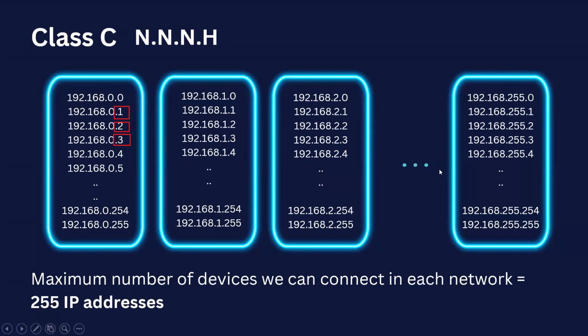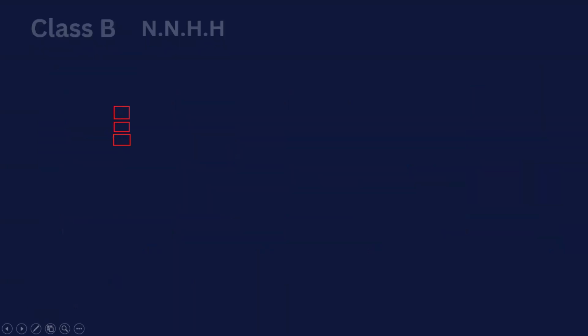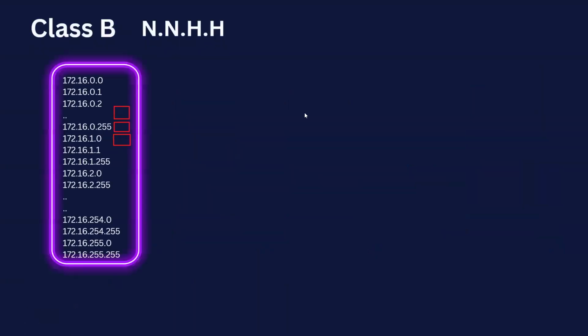When we talk about class B now, which has two network portions and two host portions, just a second, let me erase the drawings.